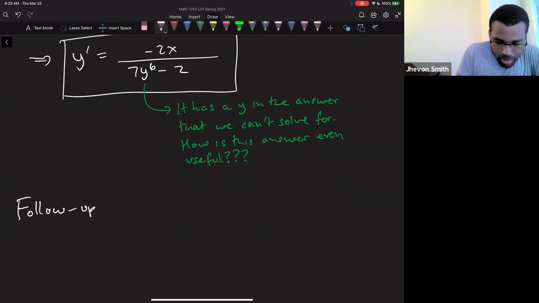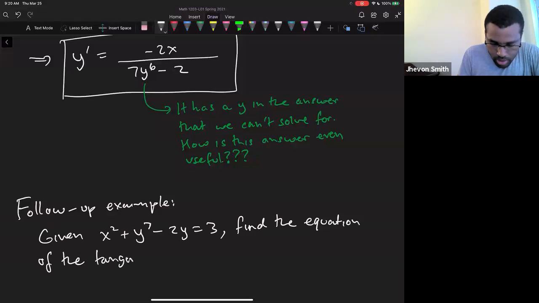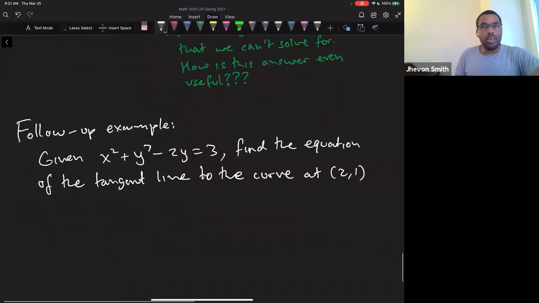Here's another example that we'll do as a follow-up. Given x squared plus y to the 7th minus 2y equals 3, find the equation of the tangent line to the curve at, what point did I look at here? 2, 1.